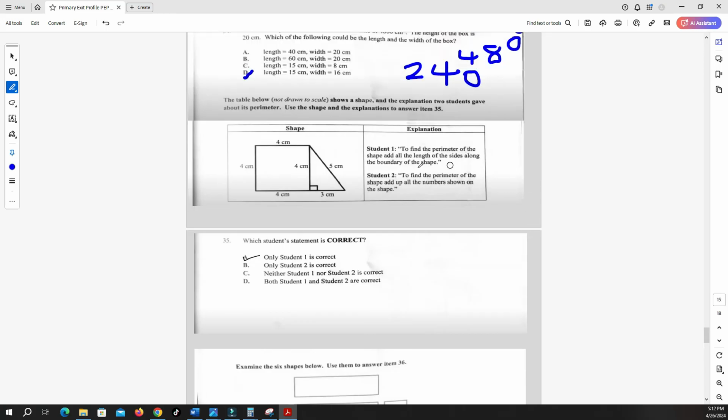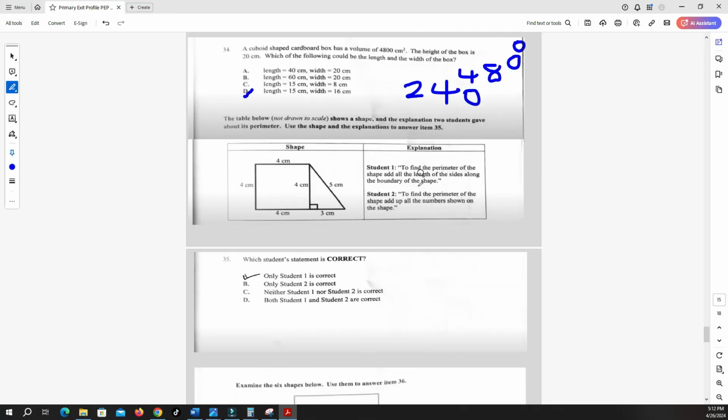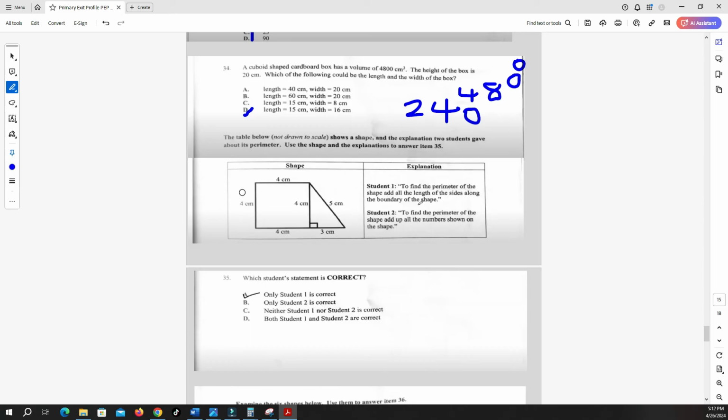Alright, so let's jump into number 35. Yeah, it's 35. The table below, not drawn to scale, shows a shape and the explanation 2 students gave about its perimeter. Use the shape and the explanation to answer item 35. Student 1: to find the perimeter of the shape, add all the lengths of the sides along the boundary of the shape. Yeah, that's how you find perimeter. Student 2: to find the perimeter of the shape, add up all the numbers shown on the shape.